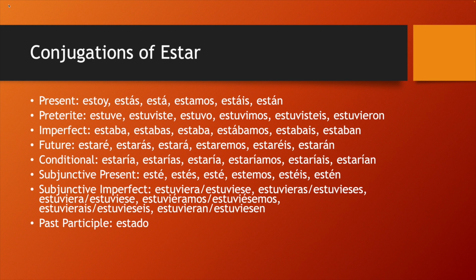For the conjugations of estar, for the present we have estoy, estás, está, estamos, estáis, están. Notice the accent marks. Then for preterite, we have estuve, estuviste, estuvo, estuvimos, estuvisteis, estuvieron. And the past participle is estado. Feel free to pause the video if you'd like.